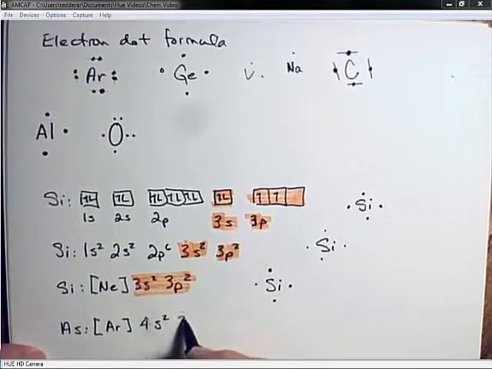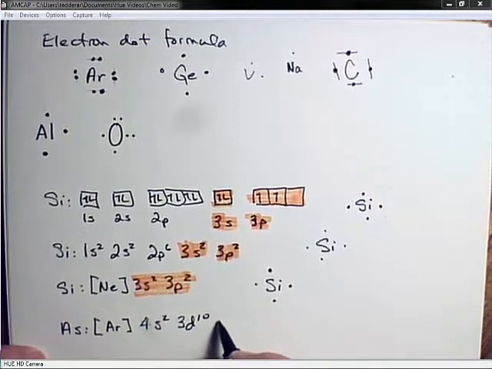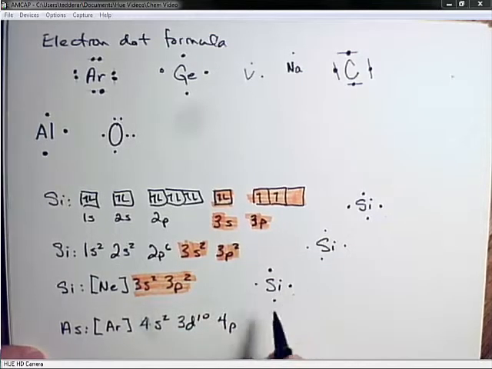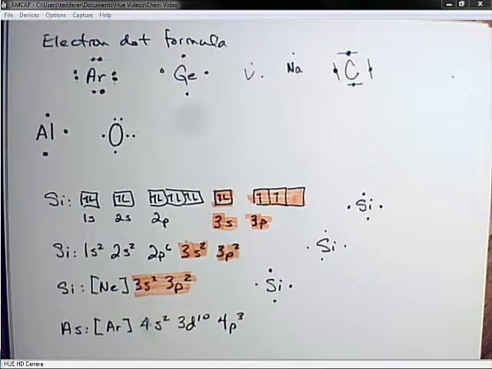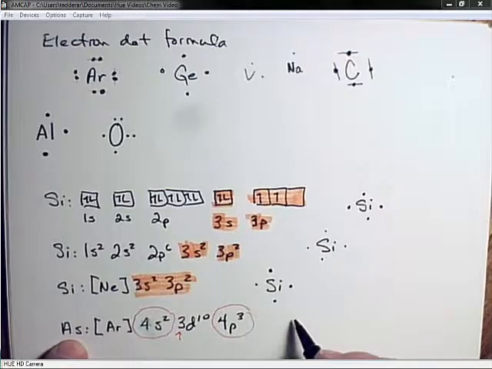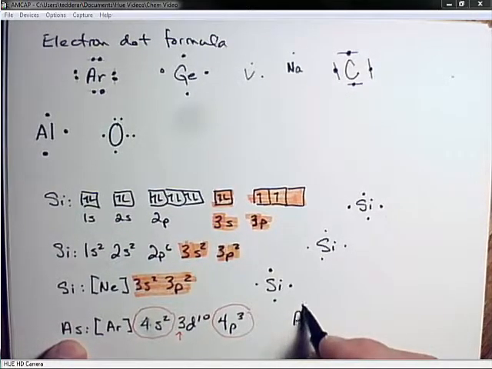And then we got 3d10 and 4p3. Okay? Only the electrons in the highest energy level are going to be part of our electron dot formula. So that's only these electrons here and these electrons here, because 3 is in a lower energy level. So when we write the electron dot formula for arsenic, we need 5 dots.